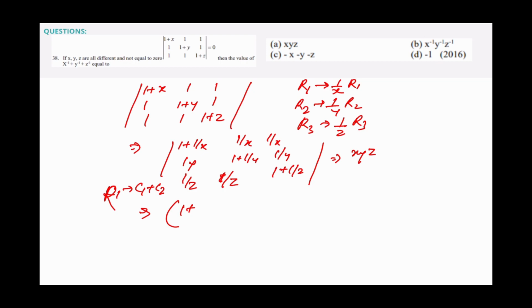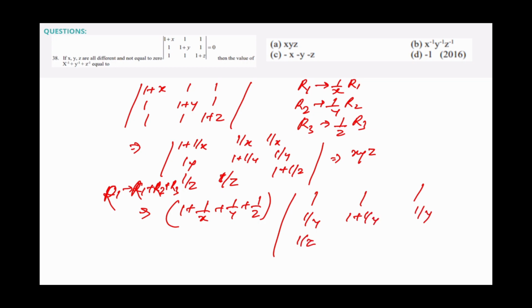No, row-wise, if I add, row 1 is equal to row 1 plus row 2 plus row 3. So if I add it, what I'll get? 1 plus x plus 1 by y plus 1 by z, and I'll just take it out. So this becomes 1, this becomes 1, this becomes 1. This is 1 by y. 1 plus 1 by y and 1 by y. 1 by z, 1 by z and 1 plus 1 by z.